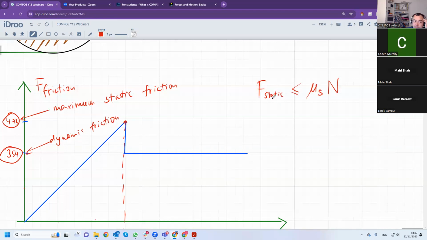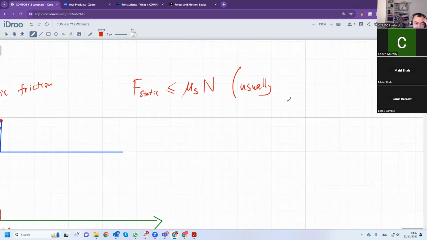So the friction depends on two things: the roughness of the surface, which is mu, and the normal reaction force, which is N, well, mg in normal conditions. So it's usually mu s mg. And dynamic friction is exactly equal to the coefficient of dynamic friction times N.